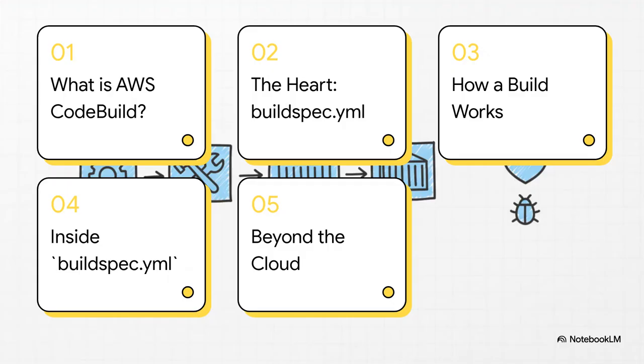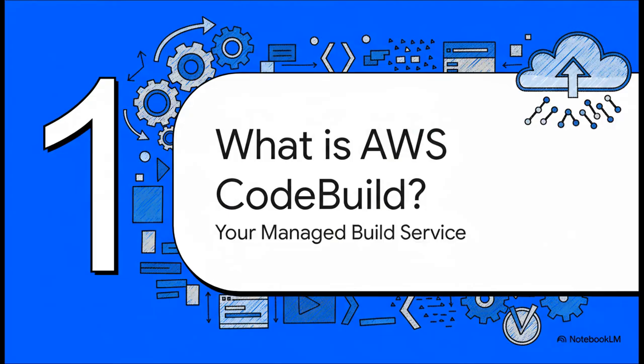Let's get into it. So here's our game plan. We're going to start with the big picture. What is CodeBuild, really? Then we'll zoom right into its core, a file called buildspec.yaml, and see how it pulls all the strings. After that, we'll dive even deeper into that file's structure, before finally looking at how you can use CodeBuild to reach into your private network.